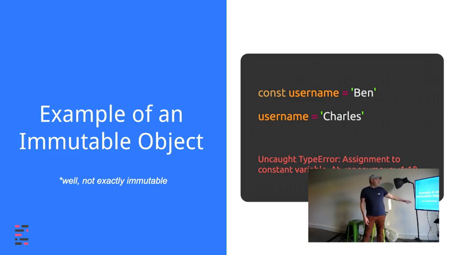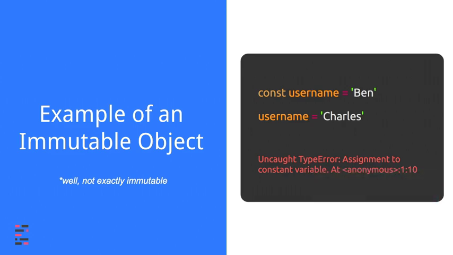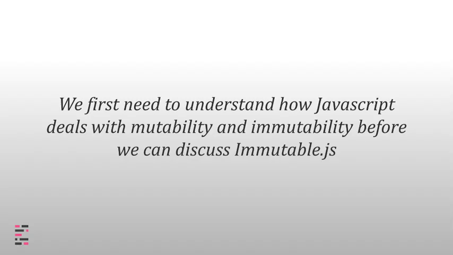This is an example of an immutable object. We're using a const instead of a let, and const stands for constant. When we try to change the value of username to Charles, we get thrown an error. So we can't change that value without throwing an error. We first need to understand how JavaScript actually deals with this before we can deal with immutability.